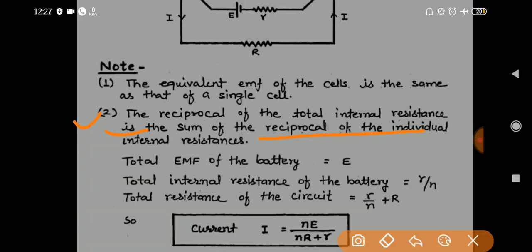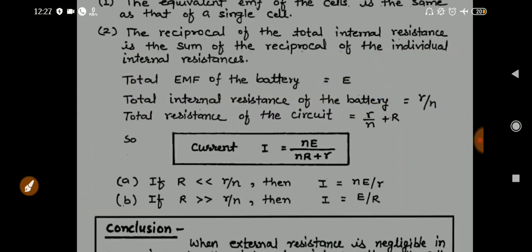Now, the total EMF of the battery is equal to the equivalent EMF of the cells, that is the EMF of a single cell, E, and the total internal resistance of the battery is small r by n. Therefore, the total resistance of the circuit is total internal resistance plus external resistance, that is r by n plus capital R. By using Ohm's law, we can calculate the current through the circuit.